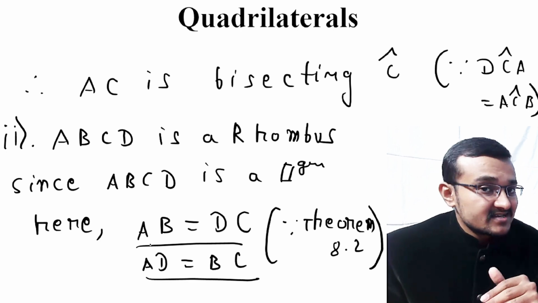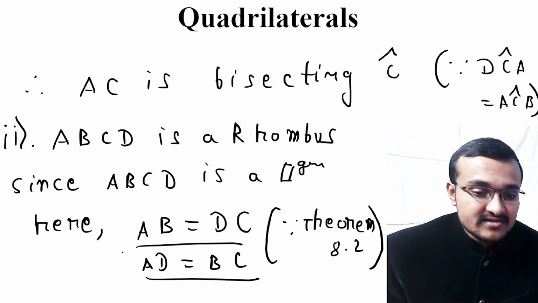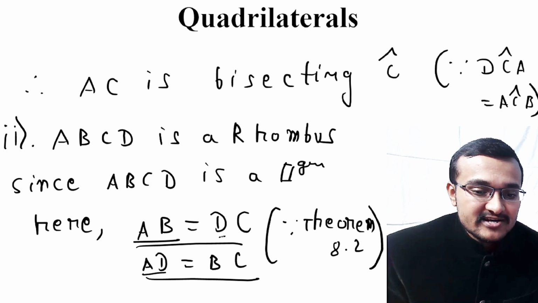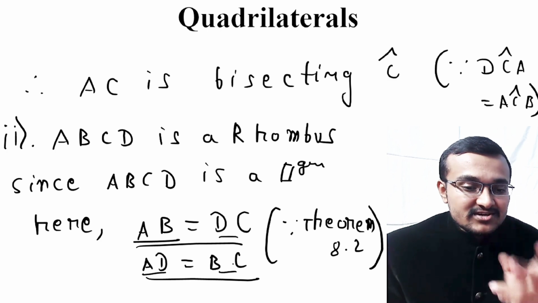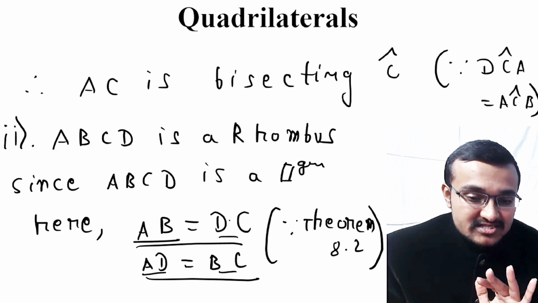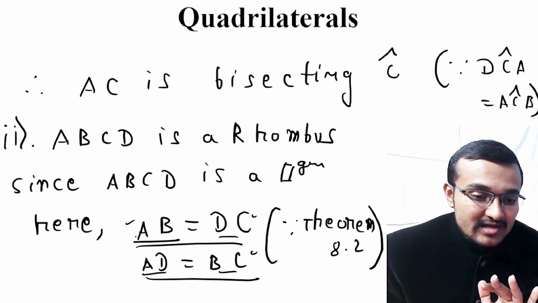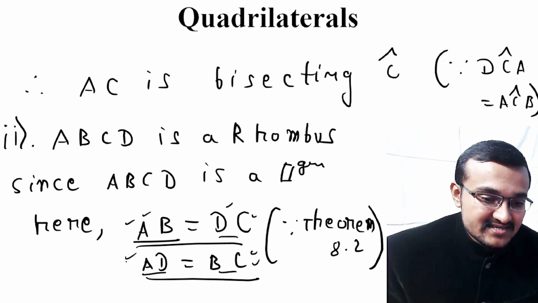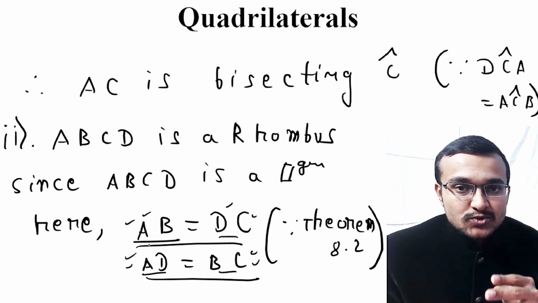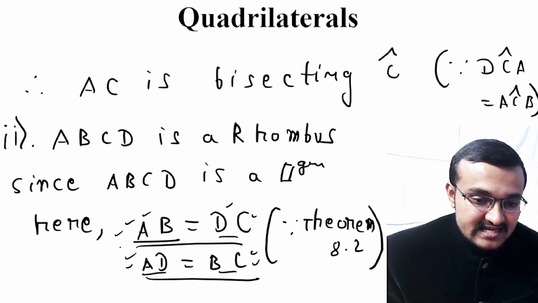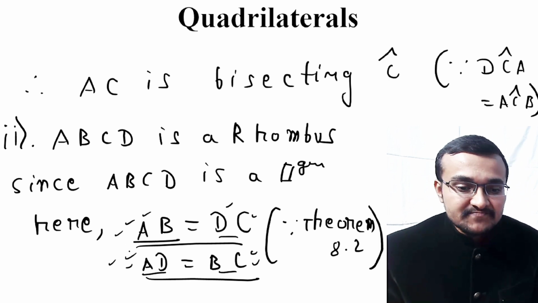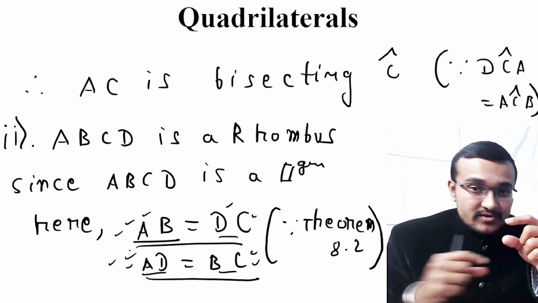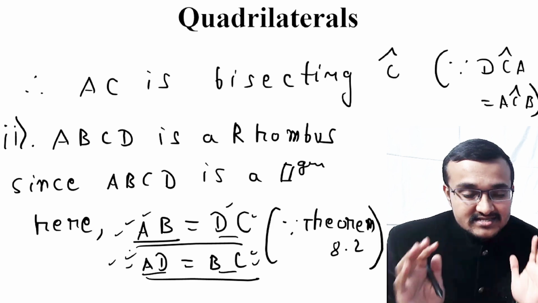So now opposite sides are equal. We need to prove all the sides are equal to each other. In order to prove that, we need to prove AB is equal to AD, or we need to prove DC is equal to BC. Either of the sides we need to prove are equal to each other. Either DC and BC you can prove, or AB and AD, or AB and BC, or DC and AD. Any two sides you can take, one from the equation AB is equal to DC and one from AD is equal to BC. So either of the sides from the first one you can prove is equal to either of the ones in the second one.